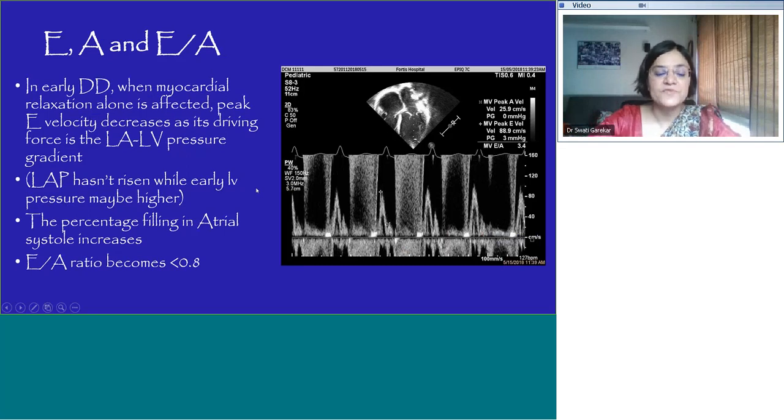In early diastolic dysfunction, when myocardial relaxation alone is affected, the peak E velocity decreases. Why? Because the driving force is the LA-LV pressure gradient. In early diastolic dysfunction, the LA pressure hasn't risen yet, while the LV pressure might be a bit higher. So your E peak comes down. When that happens, there's still a lot of the left atrium waiting to be emptied into the LV. So then compensatorily, the A velocity increases. So the E by A, where the A is the denominator, obviously becomes less than 0.8 or whatever the normal is.